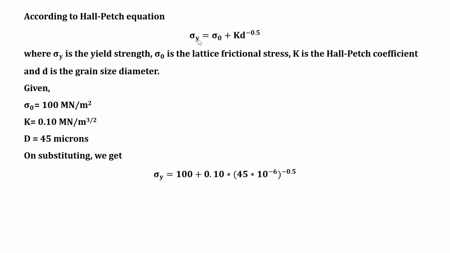Upon substituting and converting, 100 plus 0.1 into 45 into 10 to the power minus 6 to the power minus 0.5. So this particular value will come to 14.905, and when we convert everything into meter, we will get meganewton per meter square. Therefore, we will be getting 114 megapascal. That is the answer to yield strength.